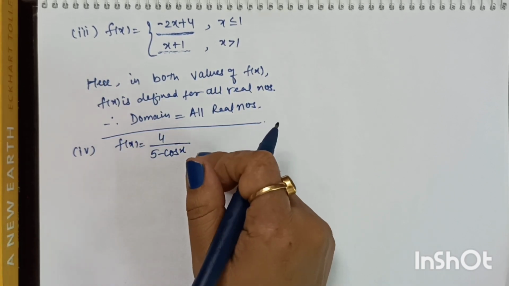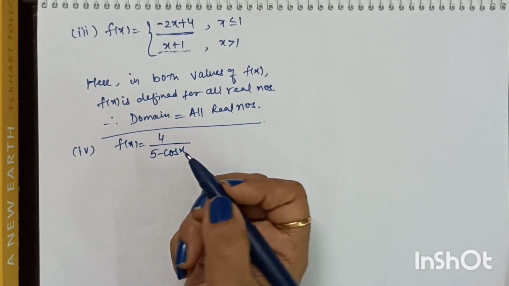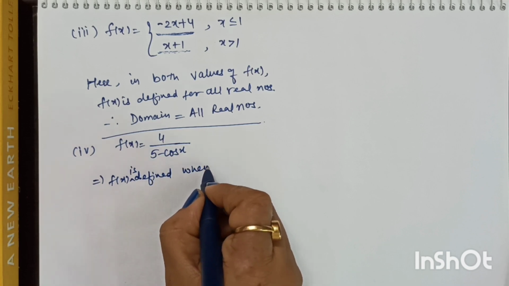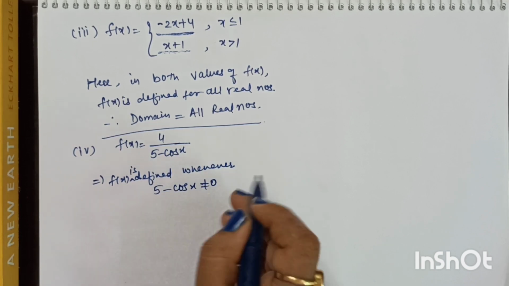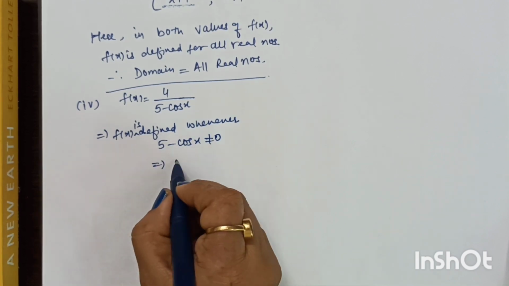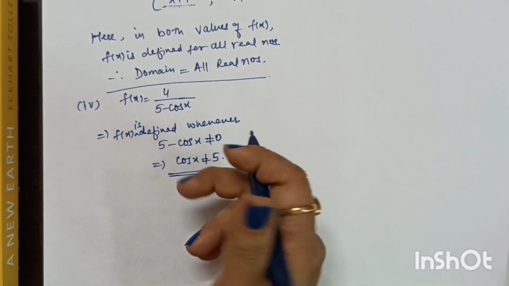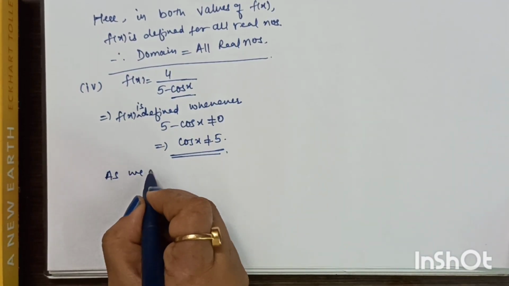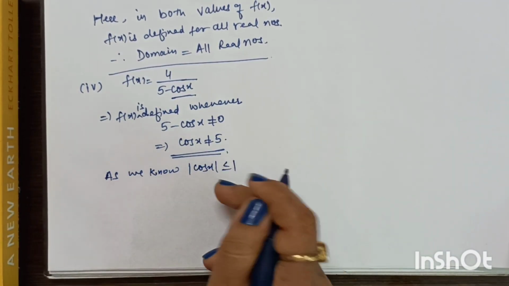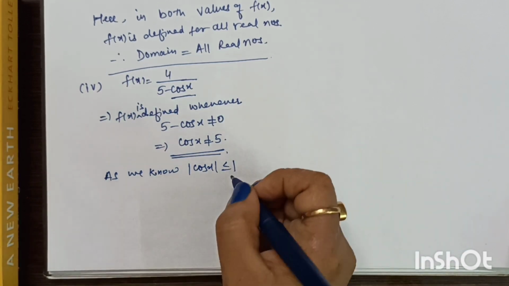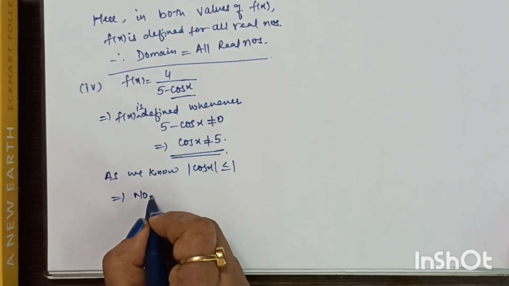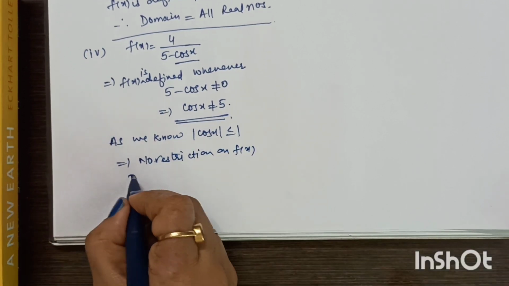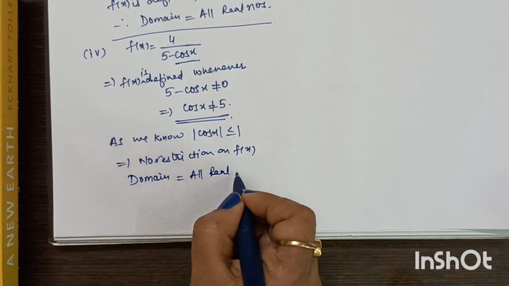In the fourth case, 4 upon 5 minus 4 cos x, the function is defined whenever the denominator is non-zero. So 5 minus 4 cos x should not be 0 if we want the function to be defined. In this case, we will be getting that cos x cannot take value 5. So this is the only restriction we are getting. But surprisingly, cos x never crosses the value 1. Maximum positive value of cos x is 1, right? So cos x will never take the value 5. So there is no point which needs to be excluded from the domain. Its domain is real numbers, no restriction.